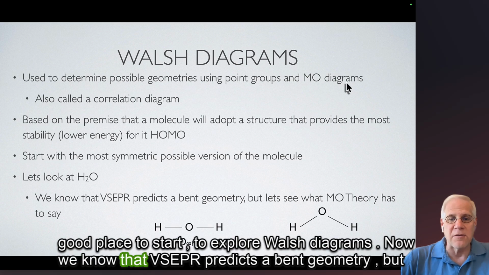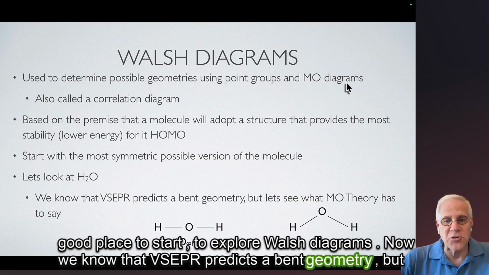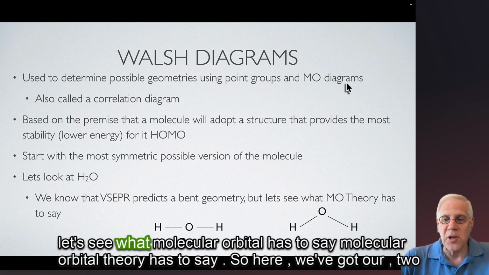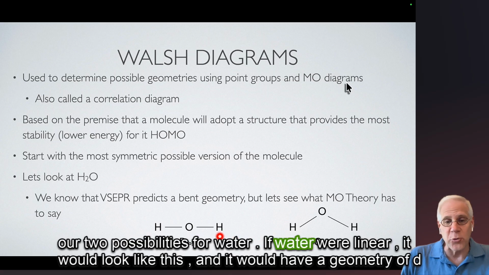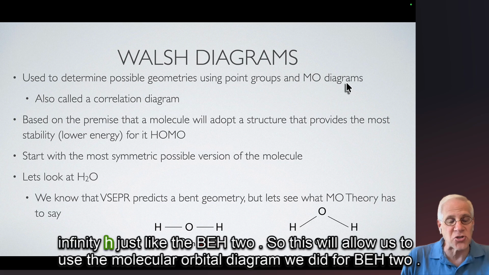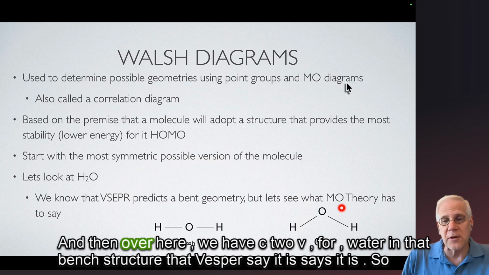Now, we know that VSEPR predicts a bent geometry, but let's see what molecular orbital theory has to say. So here we've got our two possibilities for water. If water were linear, it would look like this, and it would have a geometry of D∞h, just like the BeH2. So this will allow us to use the molecular orbital diagram we did for BeH2. And then over here we have C2v for water in that bent structure that VSEPR says it is.